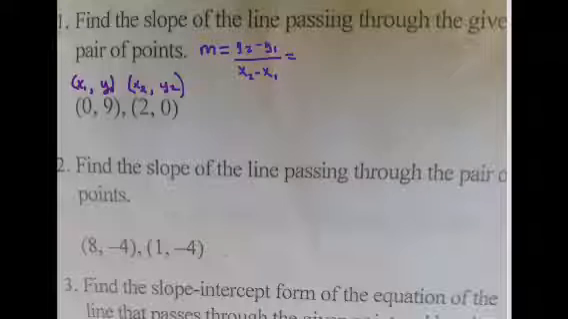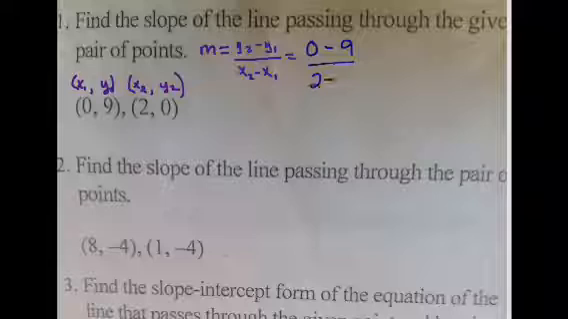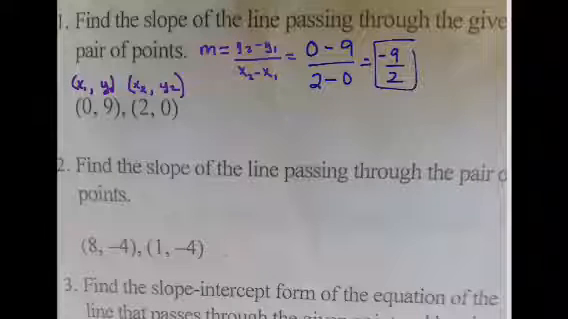So here we have y sub 2 is 0, minus y sub 1 is 9, divided by x sub 2 is 2, and x sub 1 is 0. So this becomes negative 9 over 2 as your slope.